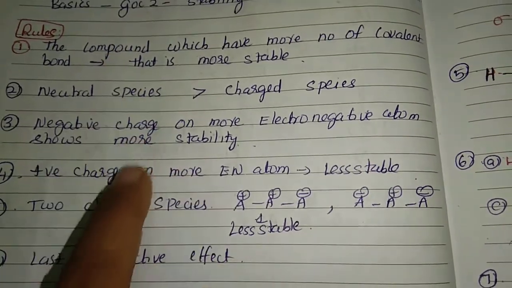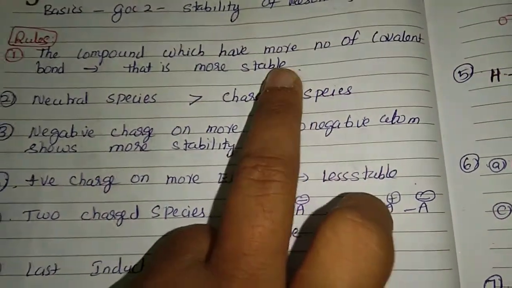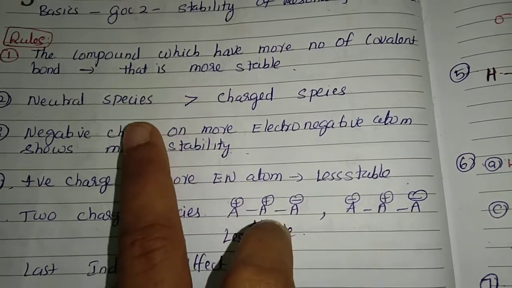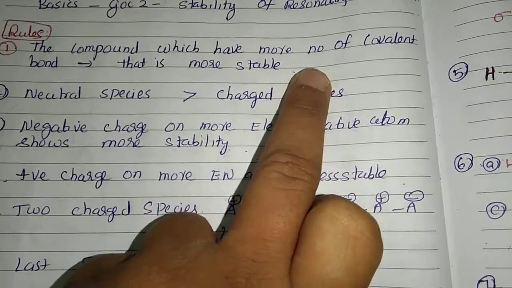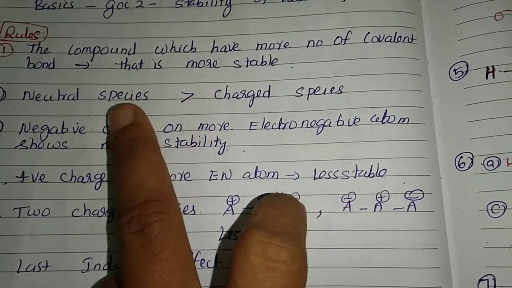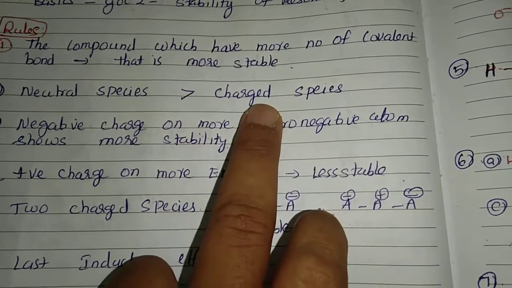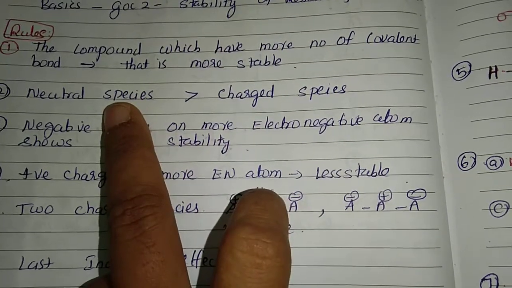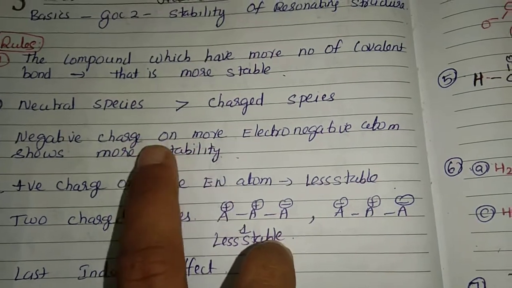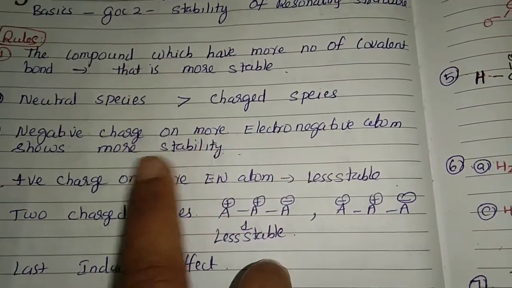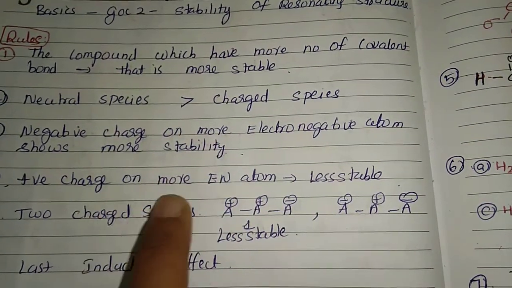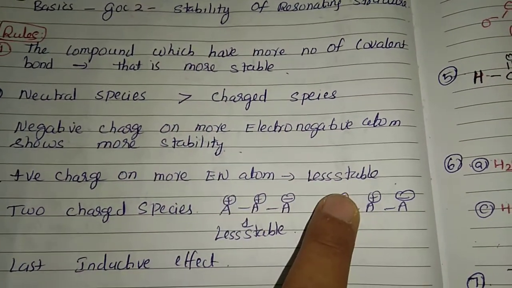So these are the rules. First you have to count the number of covalent bonds. The one with more covalent bonds is more stable. Between neutral and charged species, the neutral species is more stable. A negative charge on the electronegative atom is more stable. A positive charge on the electronegative atom is less stable.